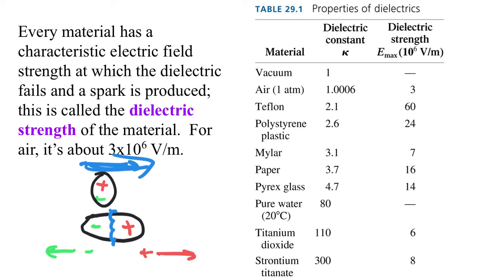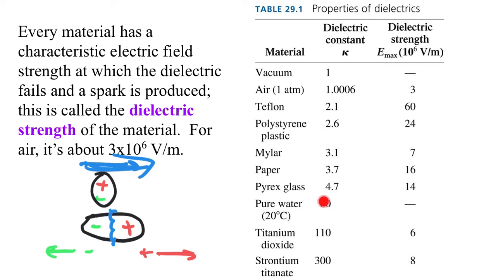I don't know what that value would be, but definitely way more than the 10 to the 6 volts per meter we're talking about here. All right, air has, I guess, 1.006, not 1, sorry about that, and a dielectric strength of 3. Teflon has a dielectric constant of about 2 and needs 60 million volts per meter to break. Do notice that there's no direct connection between dielectric constant and field strength. They don't scale in any easy, natural way.